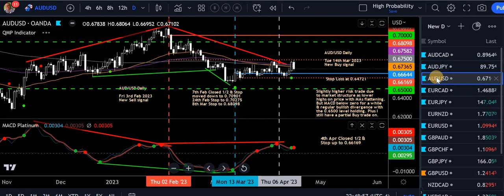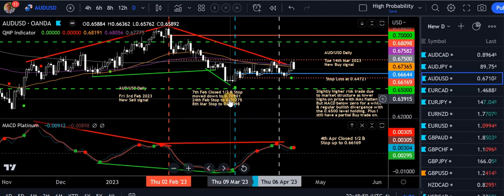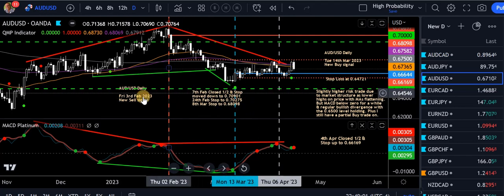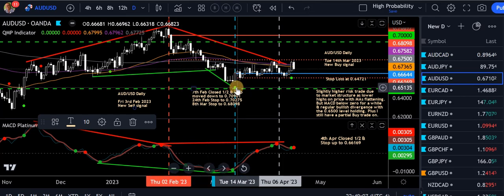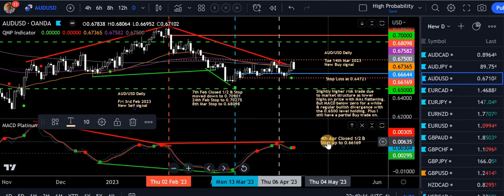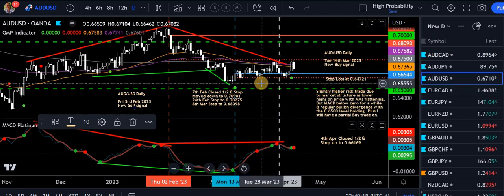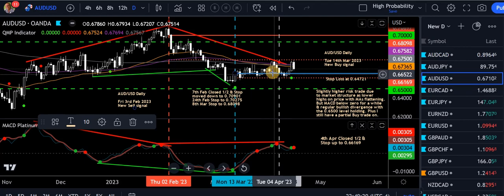Aussie USD. Now we're in a couple of trades here. We're in a sell from the 3rd of Feb. So that's this one here. Move the stop down. Can't lose on that. So all good. We're in this buy trade here from 14th of March. So buy trade here. Stops here. Now 4th of April closed half. Let's have a look at the 4th of April. I hope it's in here somewhere. Yeah. So up here.